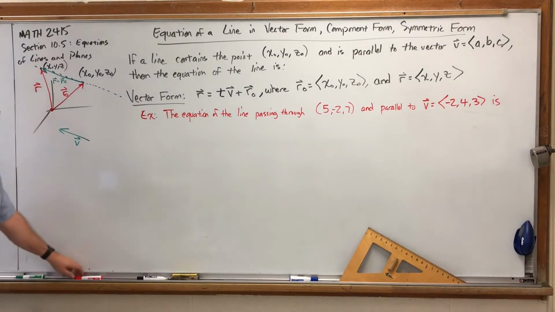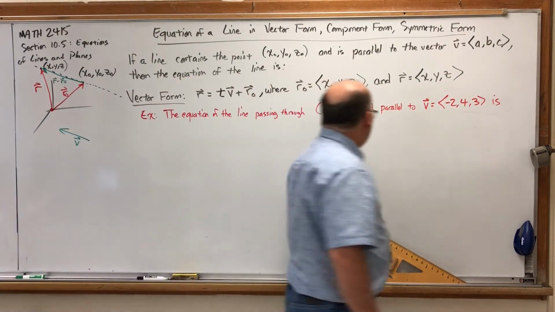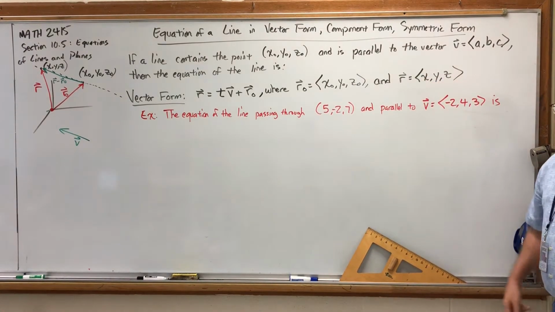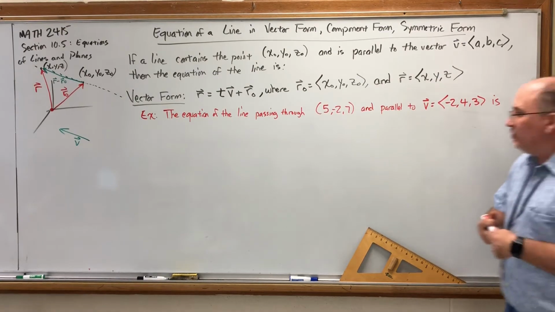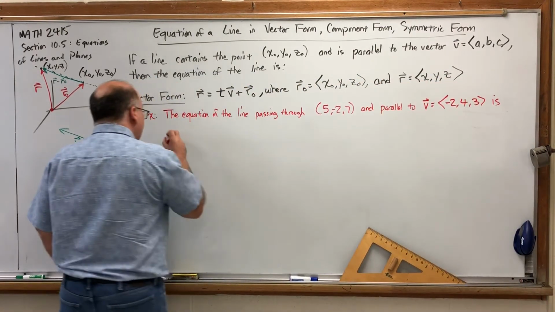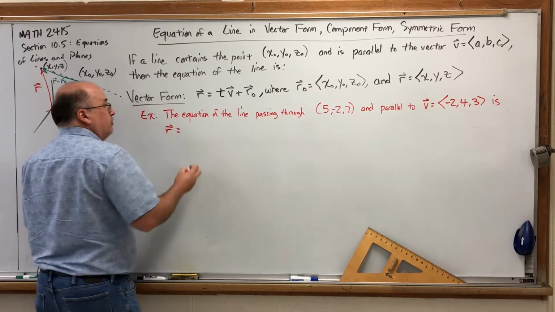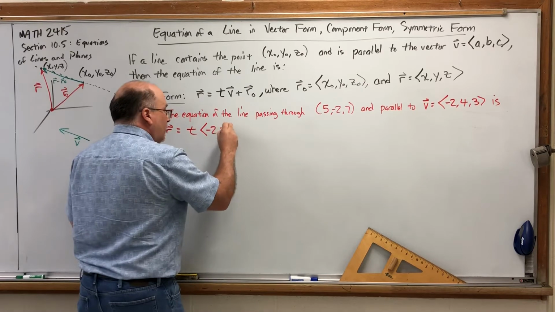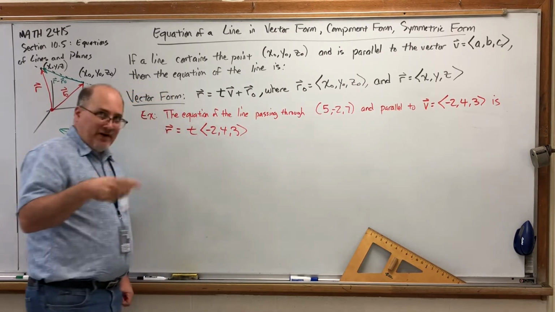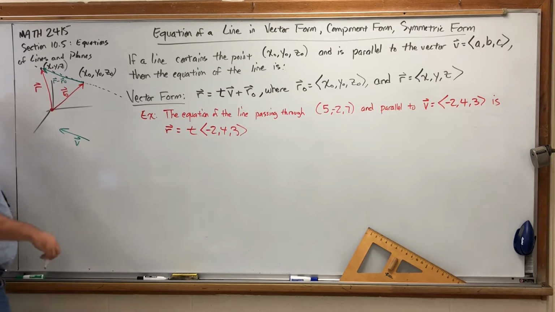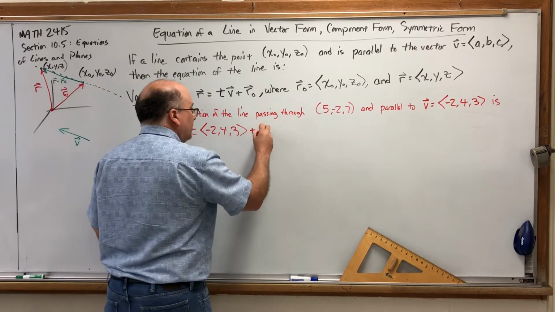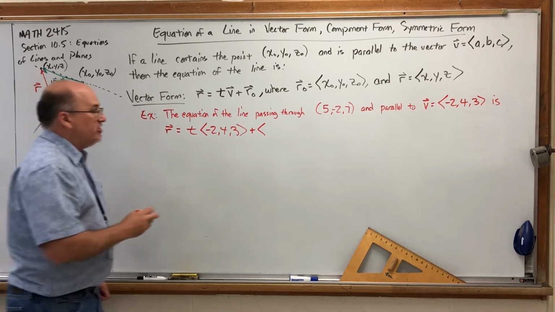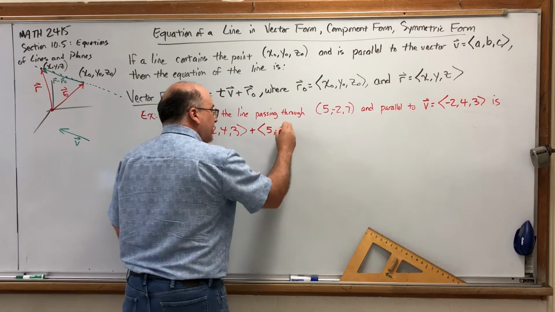For example, let's say that we have a line passing through the point 5, negative 2, 7, and is parallel to the vector negative 2, 4, 3. And we wanted to write the equation of this line in vector form. Then the equation would be r is equal to t times the vector negative 2, 4, 3. That's our direction vector, if you will, which tells us the direction of the line, plus the vector being represented by the given point, which in this case would be the vector 5, negative 2, 7.